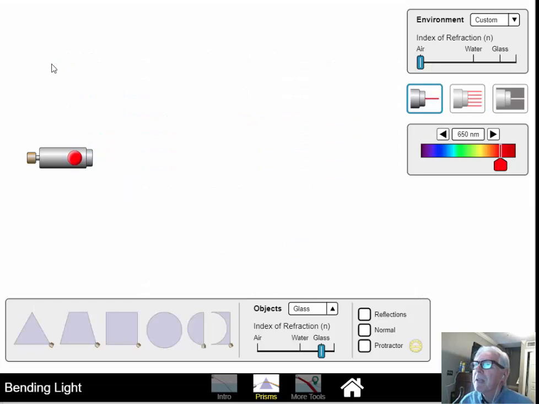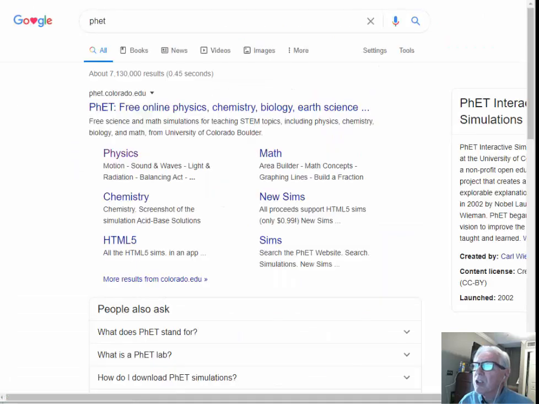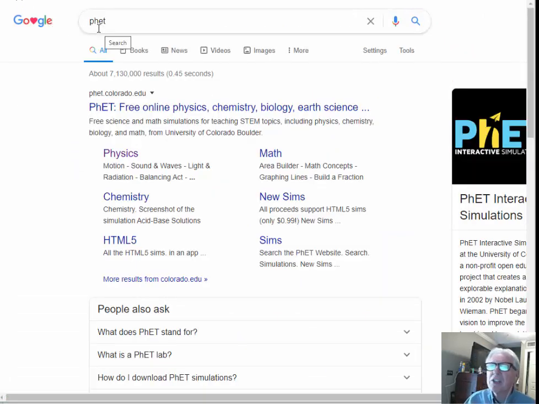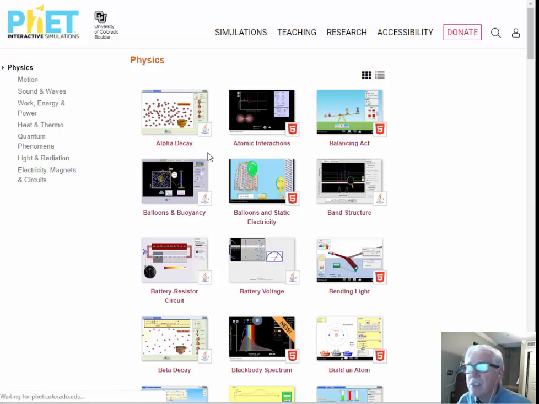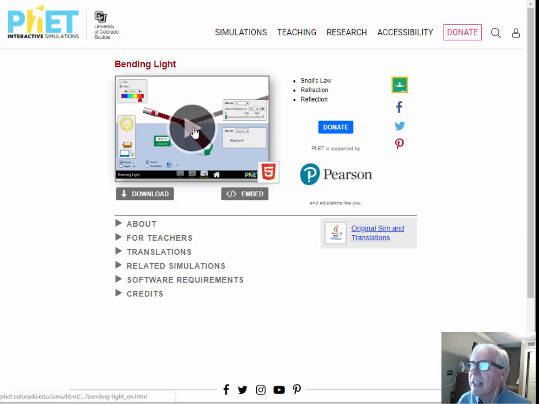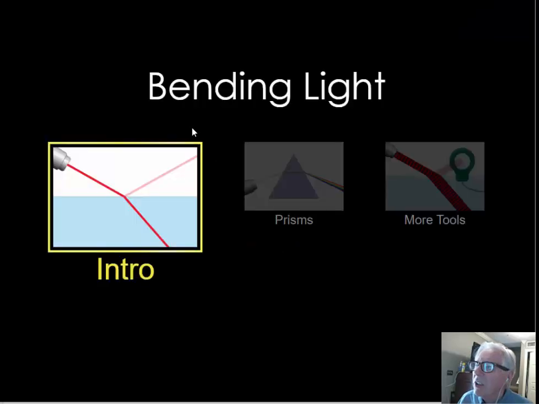So I'm going to go here. I'm going to step back and try and show you what's going on. So I typed in PHET using Google, and this is the website, and it's done by University of Colorado at Boulder. And then I clicked on physics, and there's all these simulation programs, and I'm going to pick on this one, bending of light. And you can download this, or you can embed it, but we're just going to run it live.